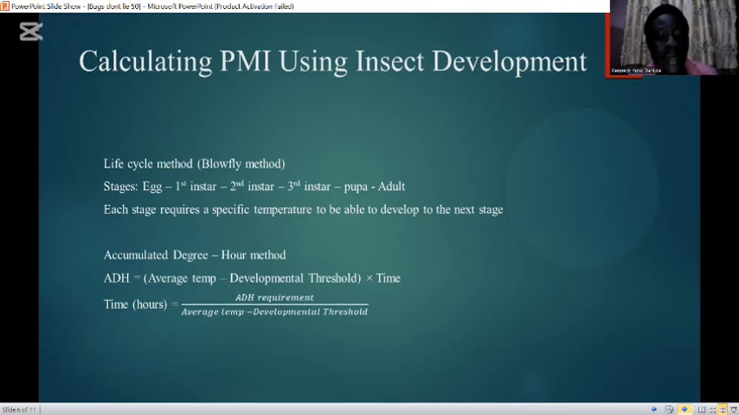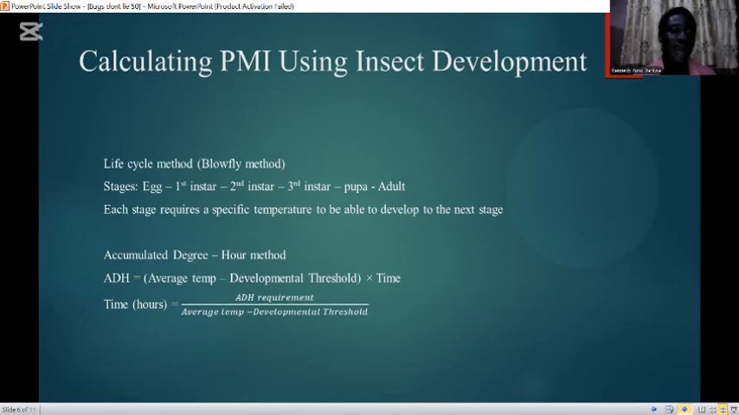And then the developmental threshold is the minimum temperature required for an insect species to grow. So at this temperature, the species grows to the next stage. When it is below this threshold temperature, it means development will stop. Yes, that's how this one also works.